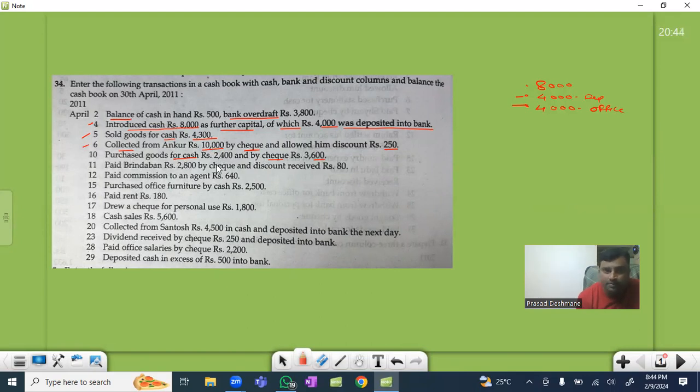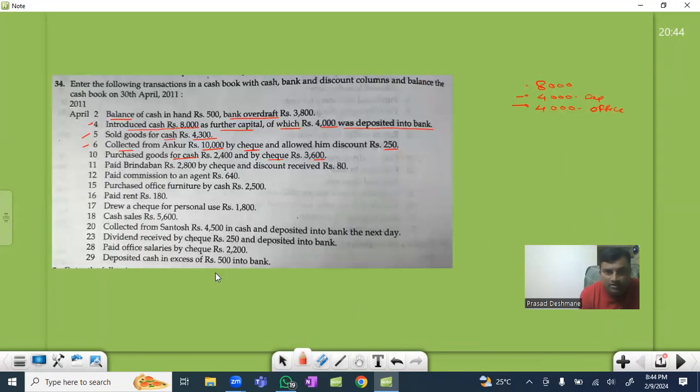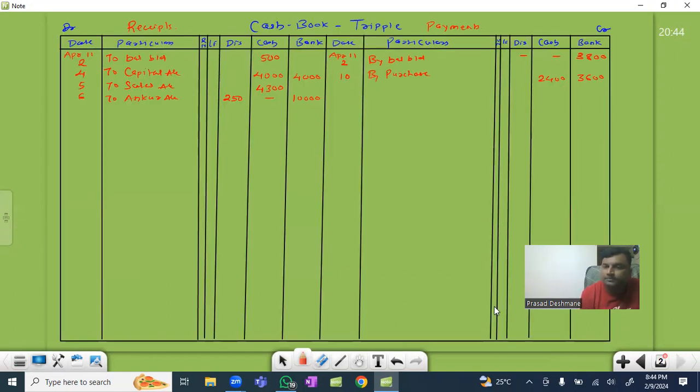Purchase goods for cash 2,400 and by check 3,600. So both are payments, but one in cash and one in bank. Correct? So here I'll write by purchases, because purchases is the purpose. Cash column 2,400 and bank column 3,600. What was the date given for this? 10. So here 10.